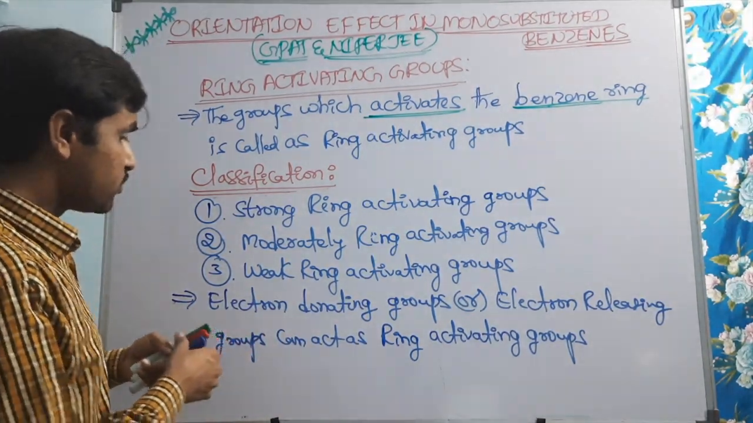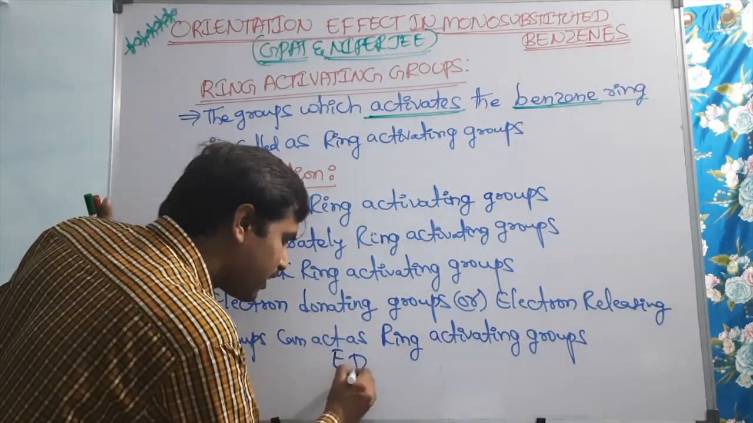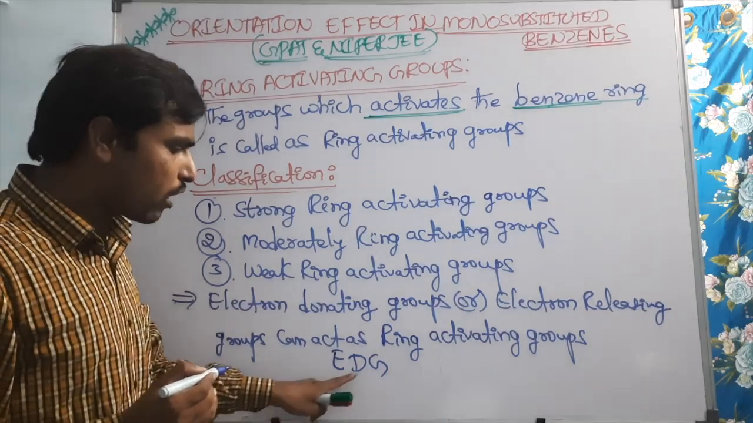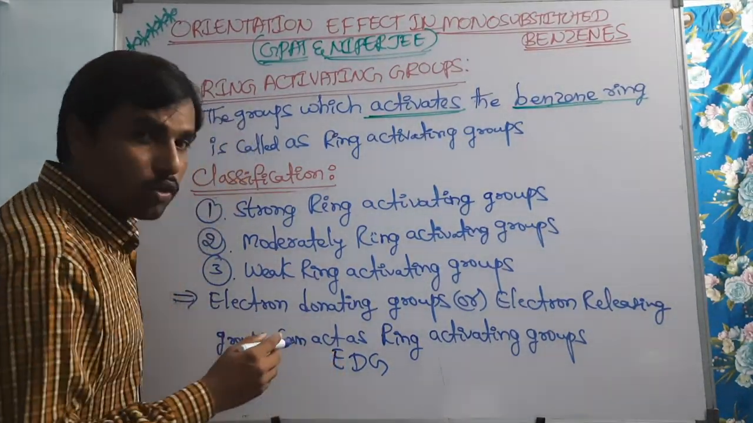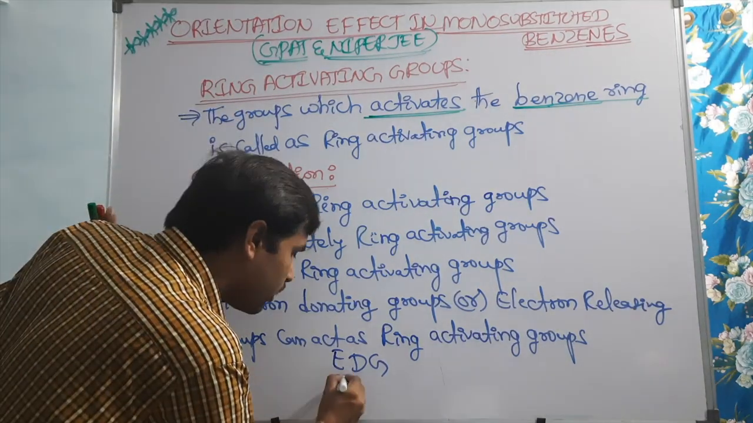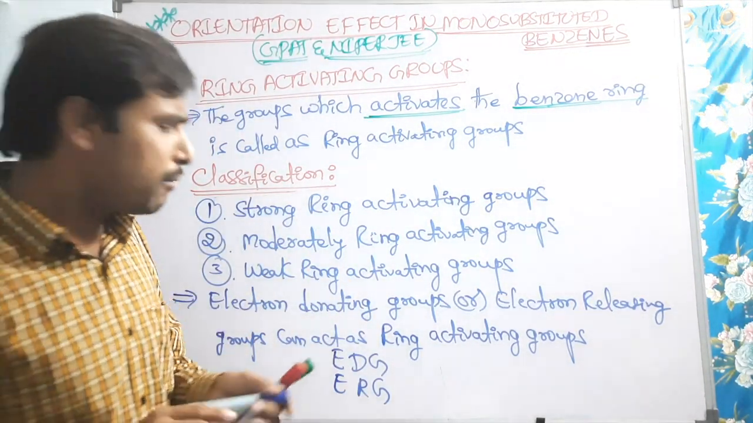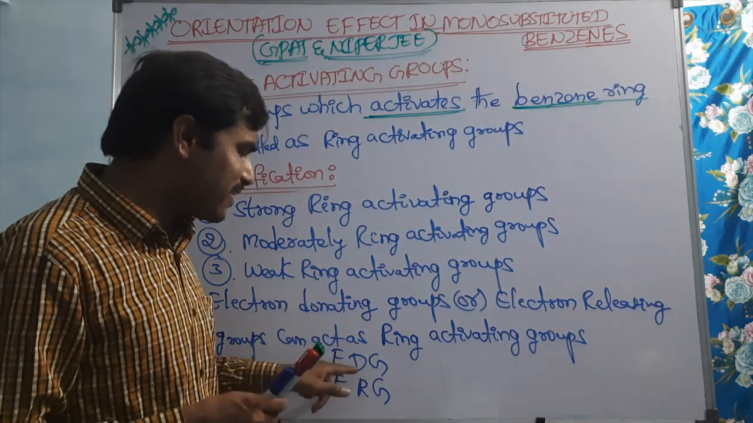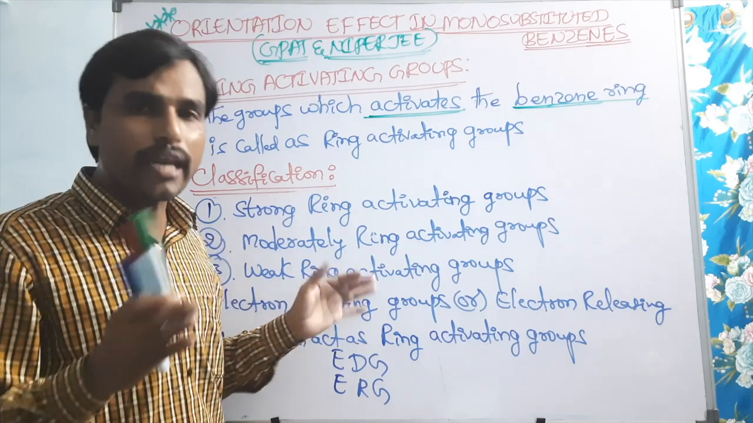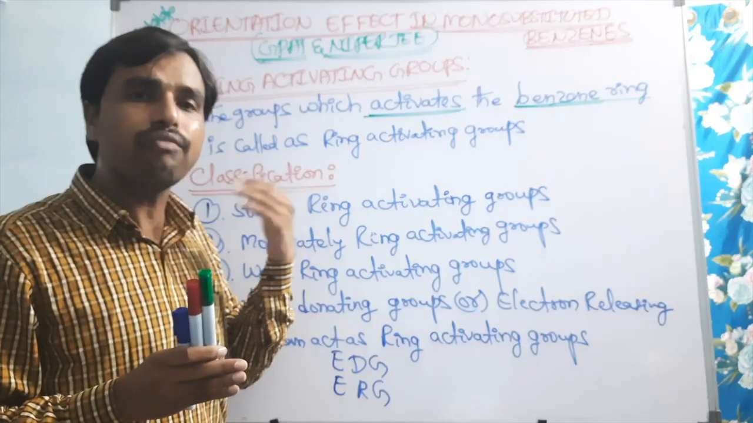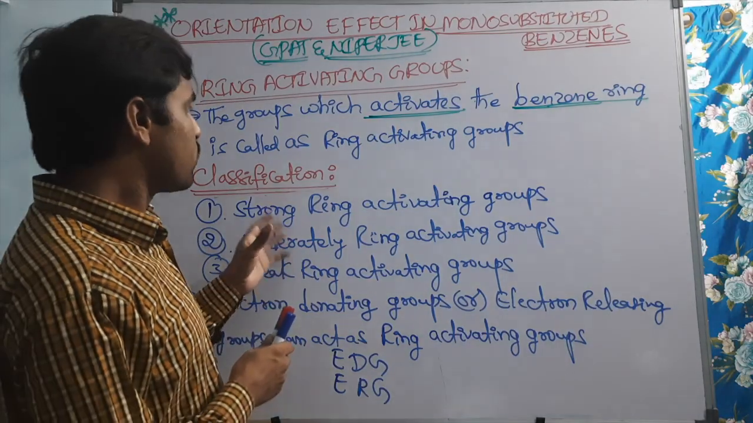Electron donating group is simply represented by EDG, which is nothing but electron donating group. This is also called electron releasing group, ERG. In the textbook you might find the term EDG or ERG; both are the same. No need to worry about it. They are not different, they are synonyms. That is the concept.